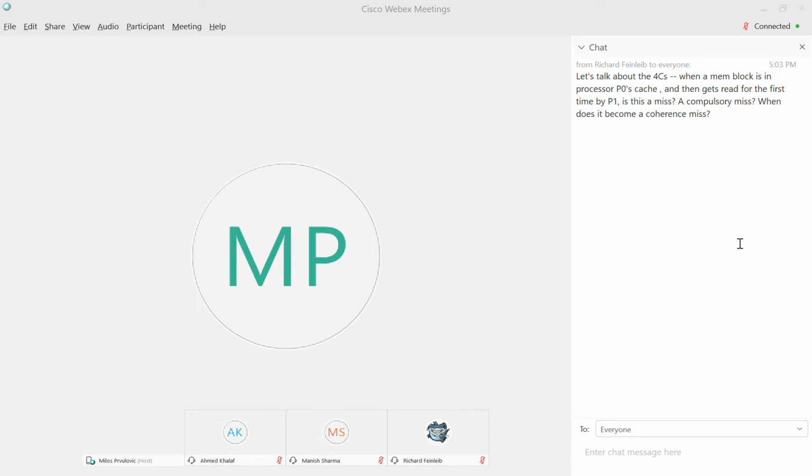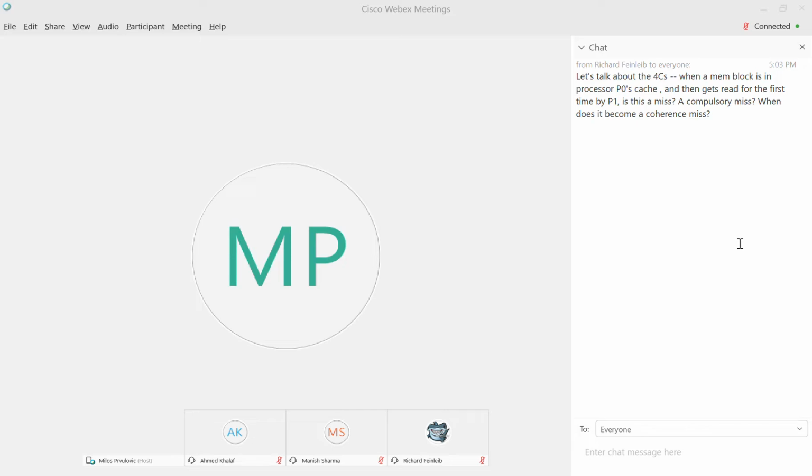This, of course, assumes that there is no prefetching or anything else, because theoretically you can have a hit even on a block you've never seen before if you somehow manage to prefetch it. But for the 4Cs, we ignore prefetching. What prefetching can do is convert a miss into a hit, but if it is a miss and it's never been in the cache, that would be a compulsory miss.